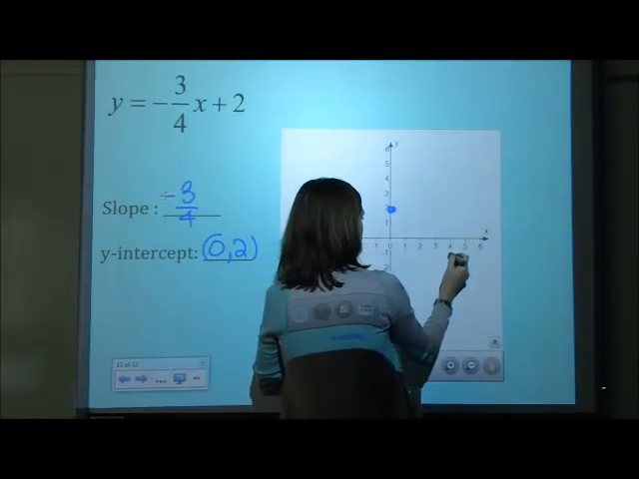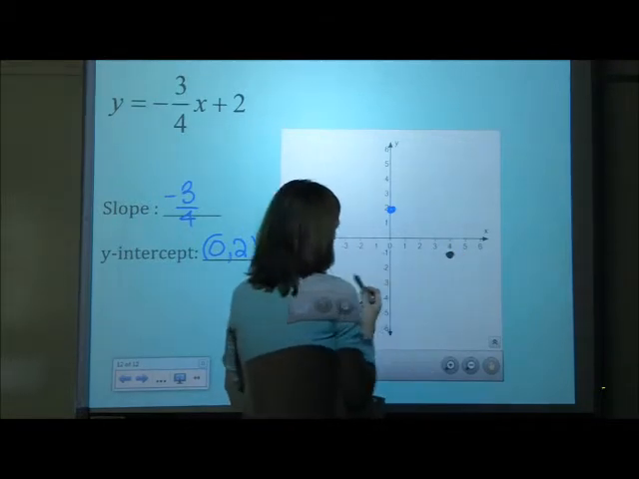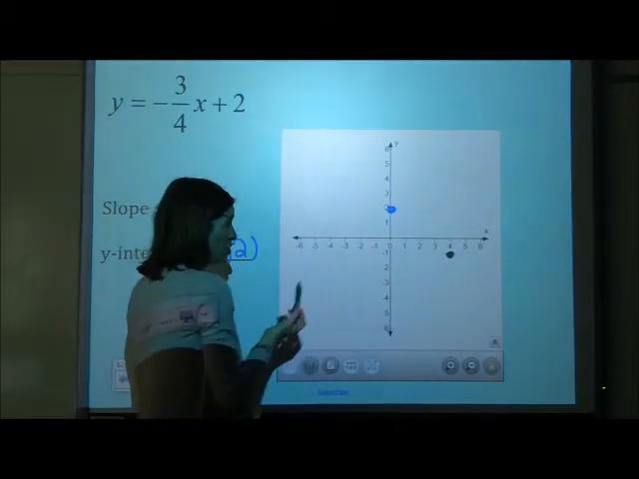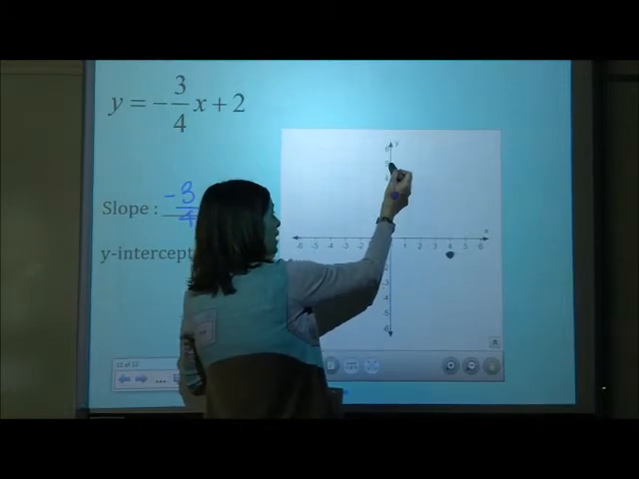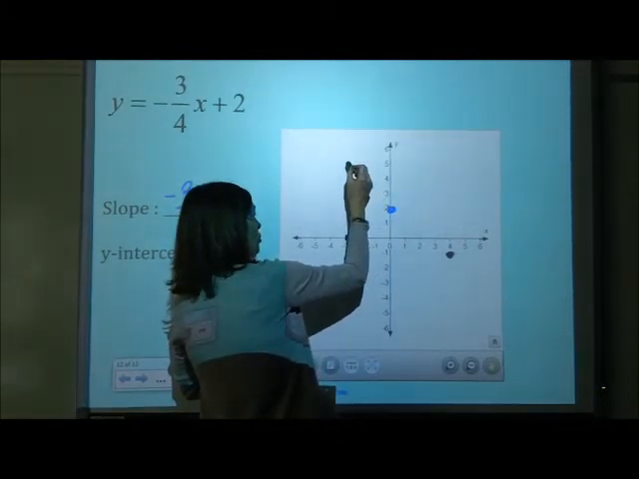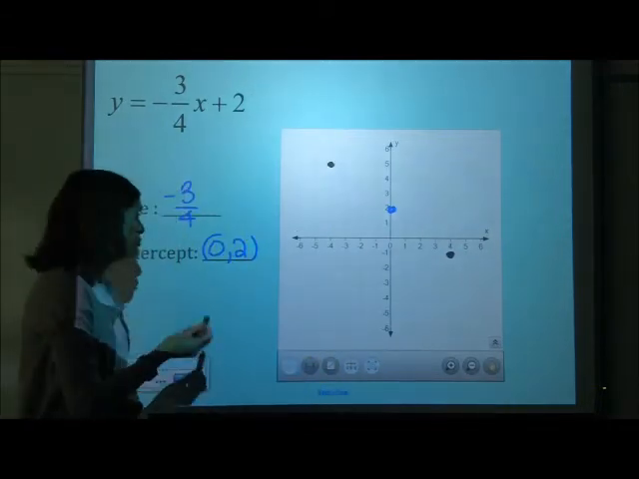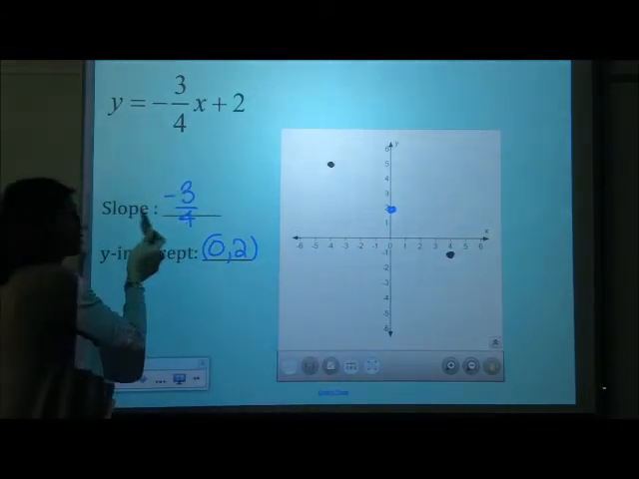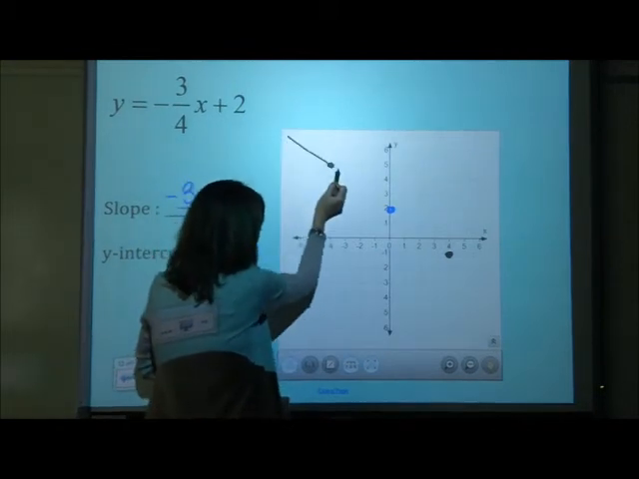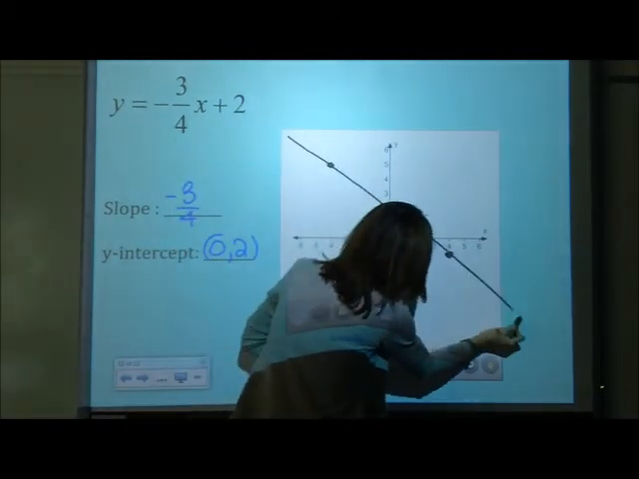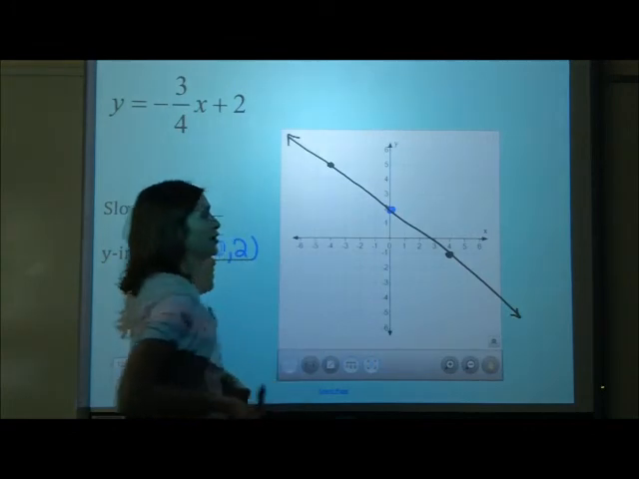1, 2, 3, 4. I just want to make sure you understand, though, I also could go up 3 and to the left 4, 1, 2, 3, 4. That would also work for slope, as long as you recognize that this is a negative slope, so it's falling from left to right. Then we draw our line, go off our graph, and there we are.